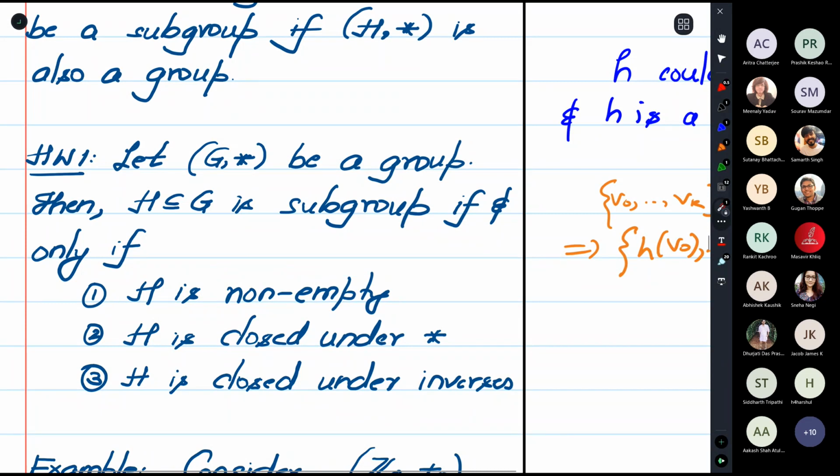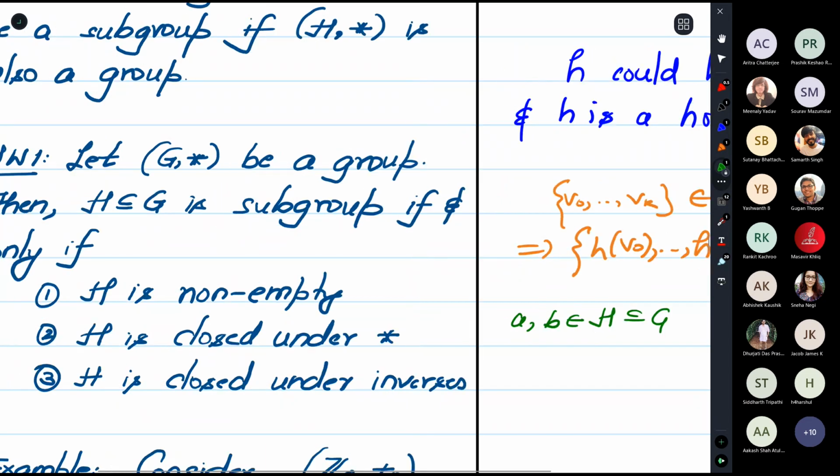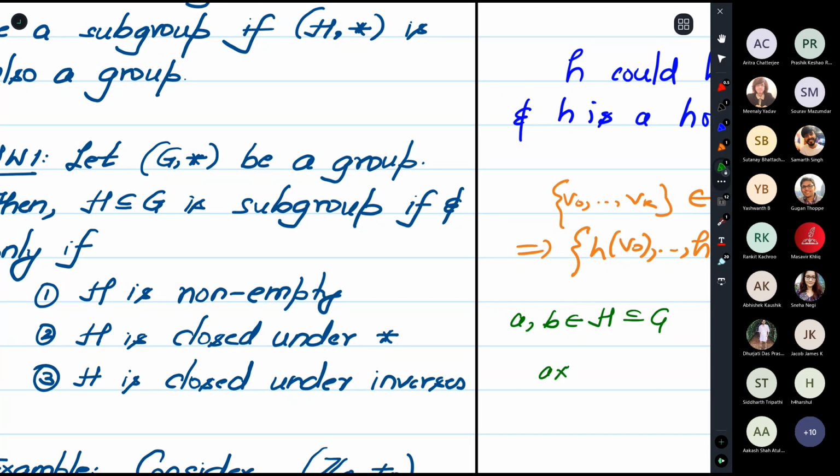The second condition is that H should be closed under this binary operation. Closed under this operation means that if I take two elements A and B in H, now notice that H is a subset of G, so A and B automatically lie in G. Because G is a group, we know that A times B must also be an element of G. However, since A and B lie in H, and H is only a subset of G, it is not necessarily true that A times B also lies in H. This condition ensures that H must be closed under this operation, which means that whenever A and B lie in H, their product should also lie in H. Is this okay? So that's what this condition means.